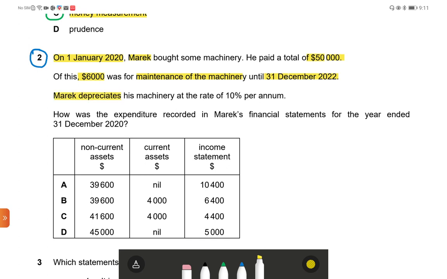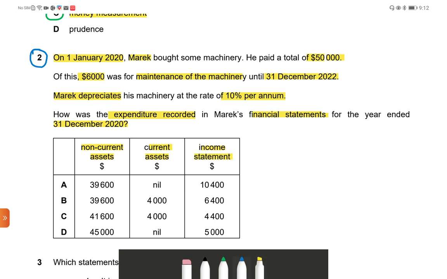Marik depreciates the machinery at the rate of 10% per annum, meaning per year. Here they have not mentioned the depreciation method, so we take the straight line method. How was the expenditure recorded in Marik's financial statement for the year ended 31st December 2020? So in the year 2020, how was this expenditure recorded? They are asking non-current asset, current asset, income statement.